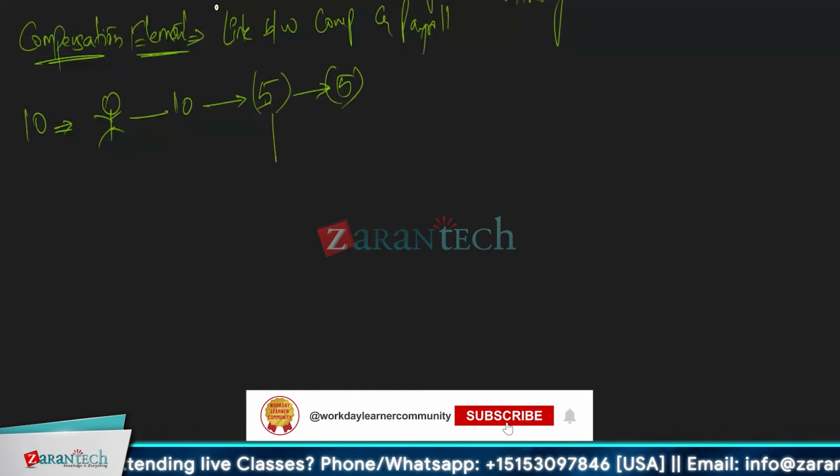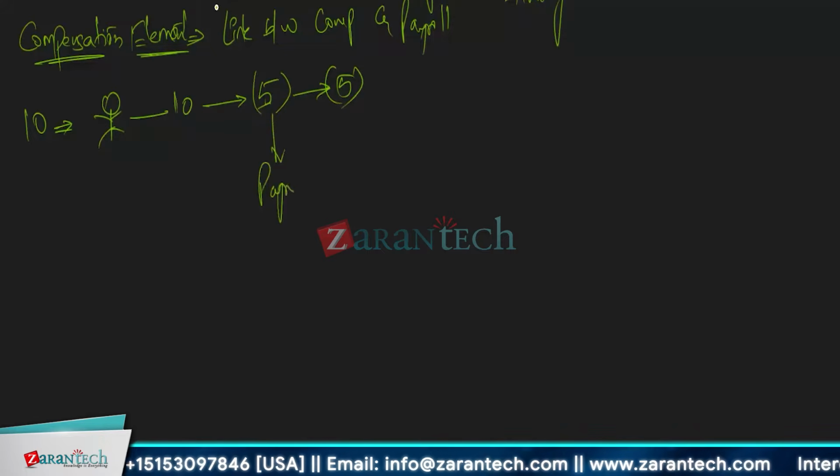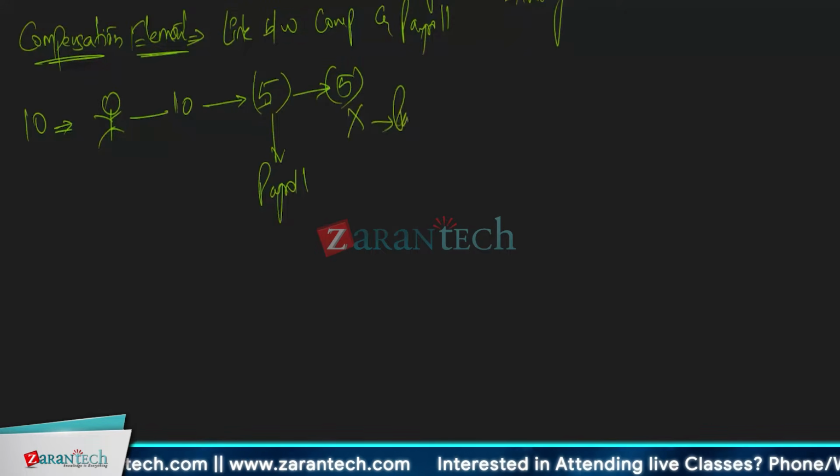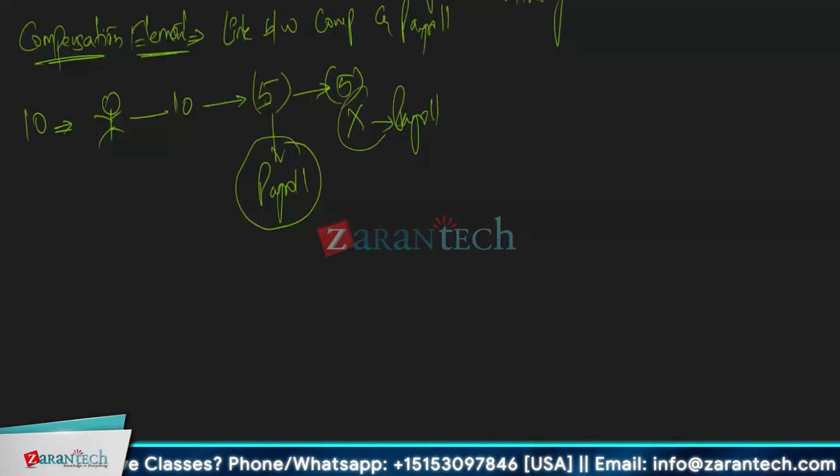So what you'll do is link only these 5 comp elements with payroll, and you will not link the others with payroll. So only the payment will happen for 5 of them, and not for the rest. And that is why we have the comp element. It is to link Workday with payroll.